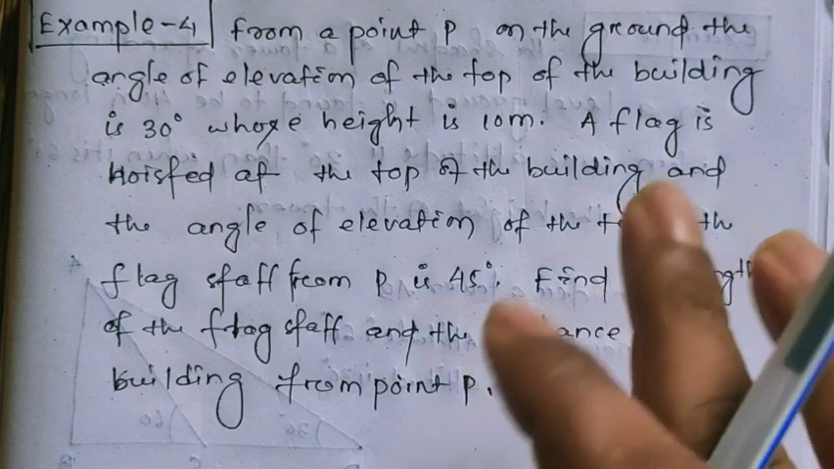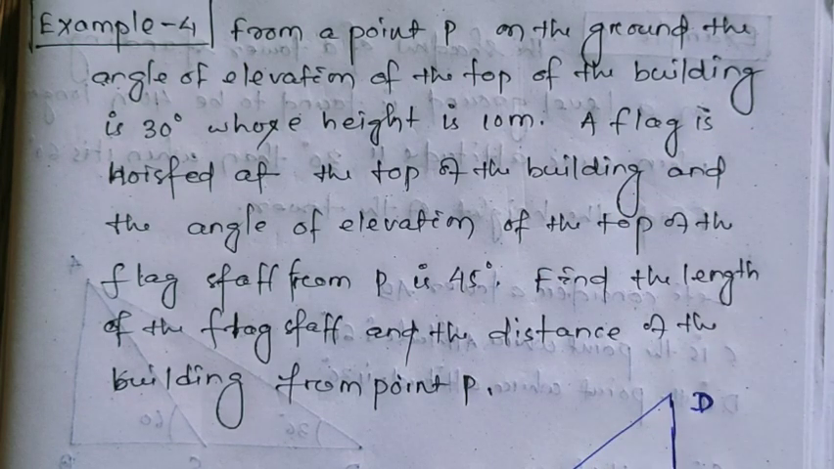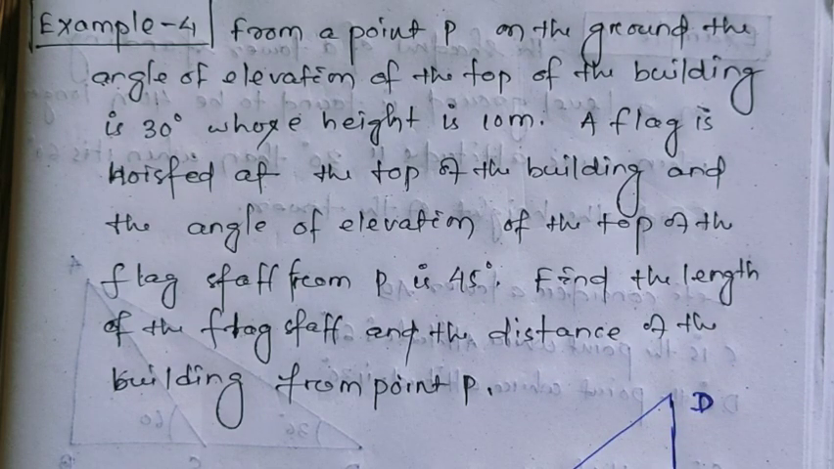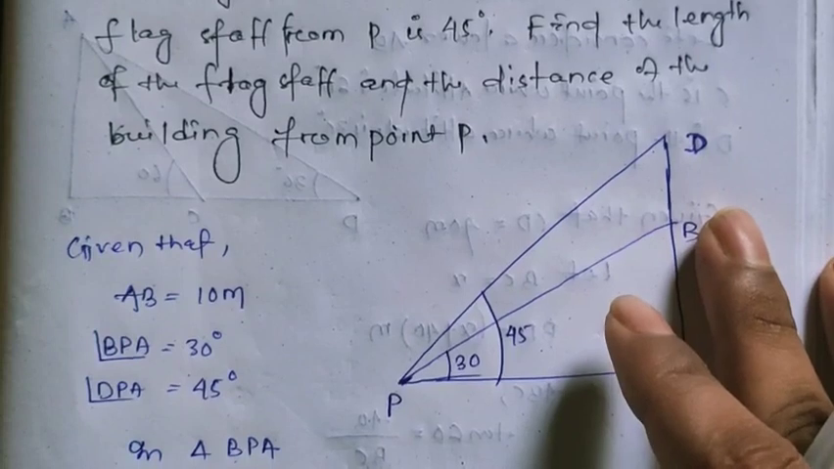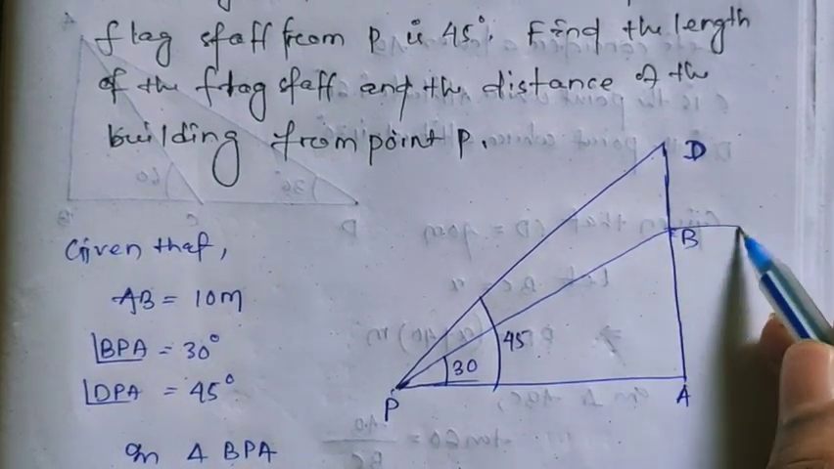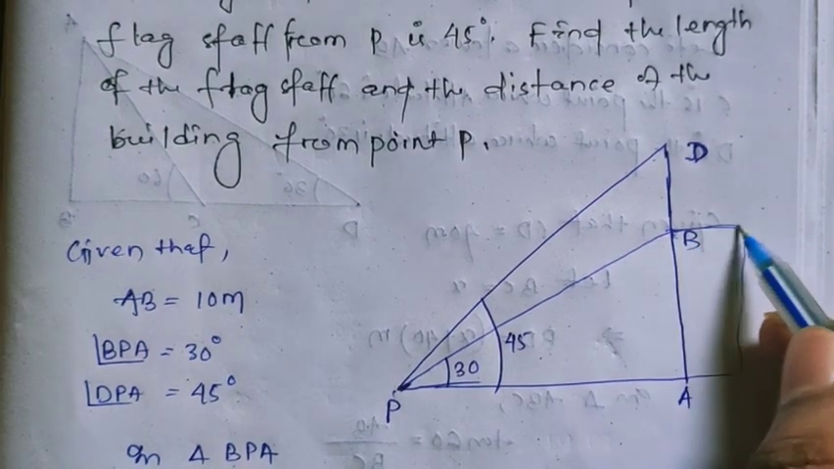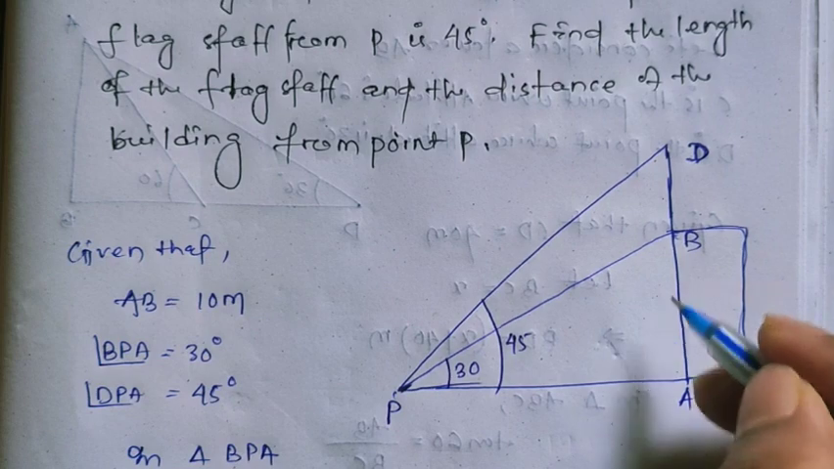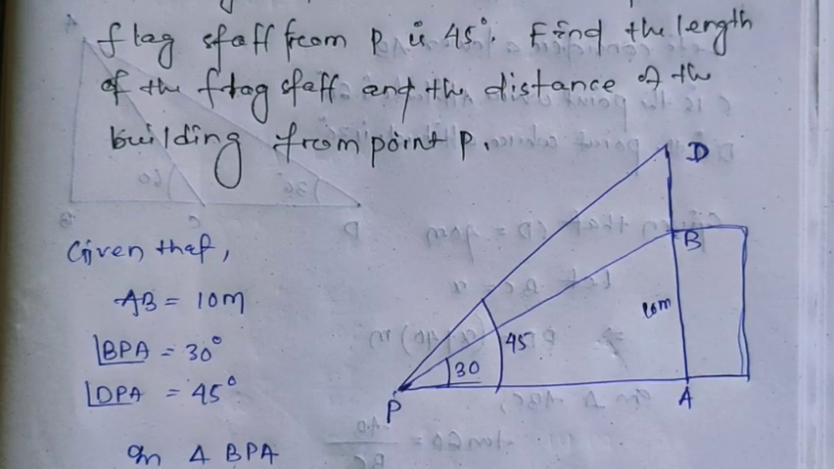Okay, let's understand this example with a figure. After that we will solve the question. So given that there is a point P and there is a building AB. AB is a building given here, right? Let AB be a building and the length of the building is 10 meter. This is your 10 meter, right?